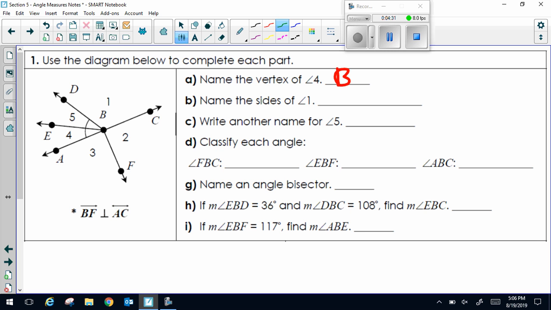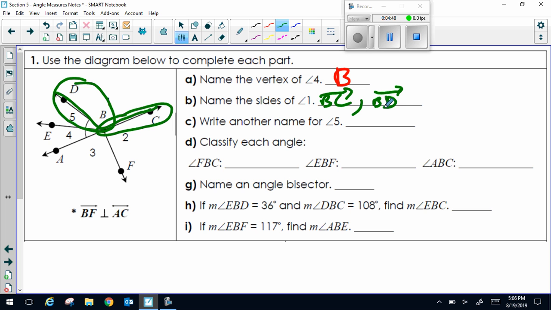The sides of angle 1, so the angle 1 is here. The sides would be the 2 rays. So that would be this ray right here, ray BC, and this ray over here, which is ray BD. Remember, when you're doing a ray, you always have to start with the point that has no arrow, which in both of those cases is B.